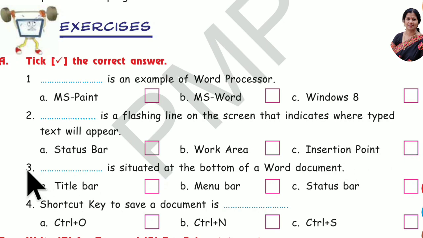Number 3. Dash is situated at the bottom of a Word document. Option C, status bar. Tick here. Number 4. A shortcut key to save a document is option C, Control S. Tick here. See the answers.